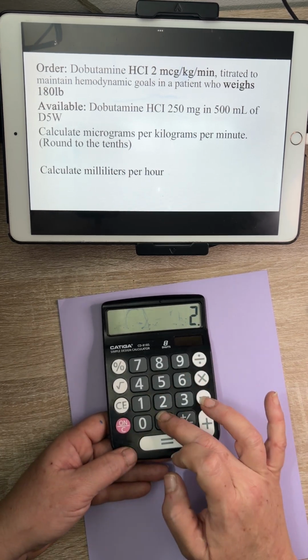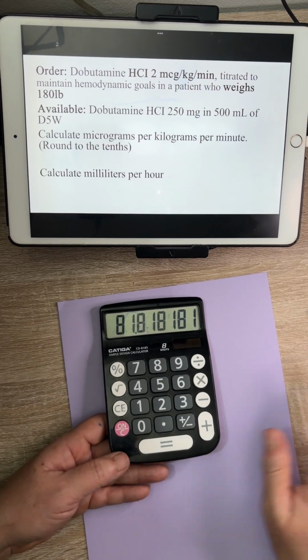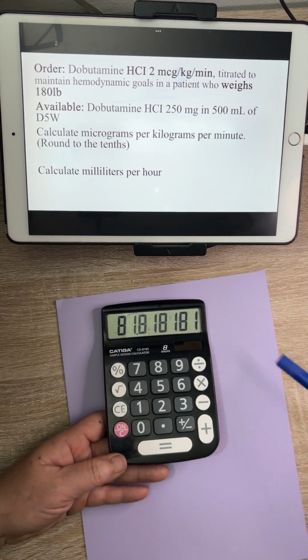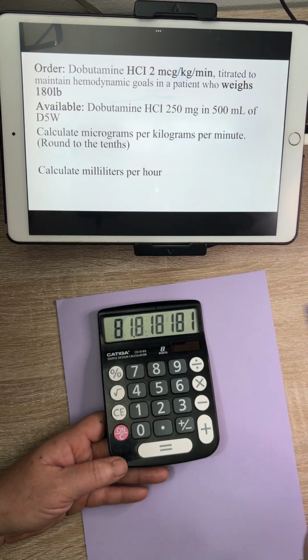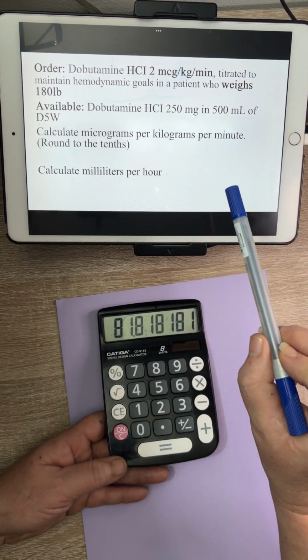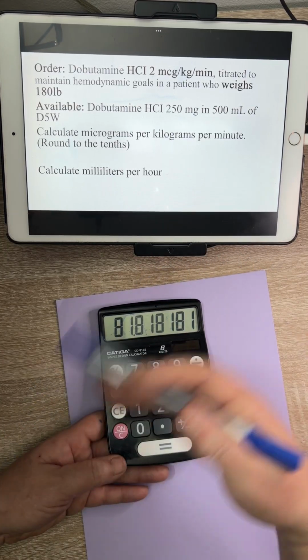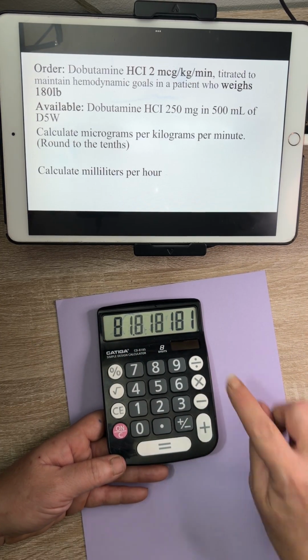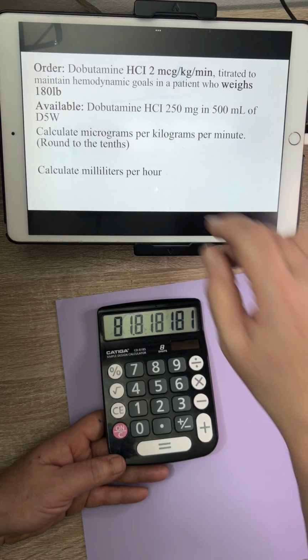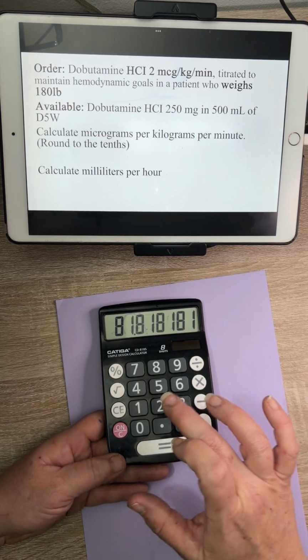180 divided by 2.2 equals. All right. If the problem is not requiring you to write down the kilograms, it doesn't say how many kilograms or round to the tenths or hundredths, then we're going to keep every single digit. Yeah, we are. And we're going to take this and multiply it by 2.